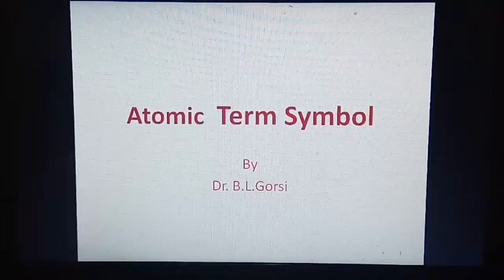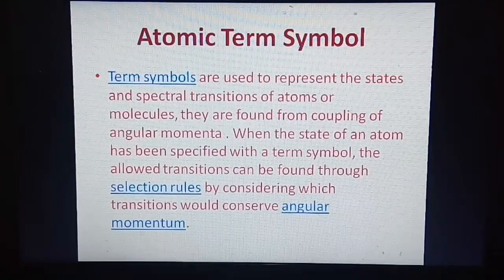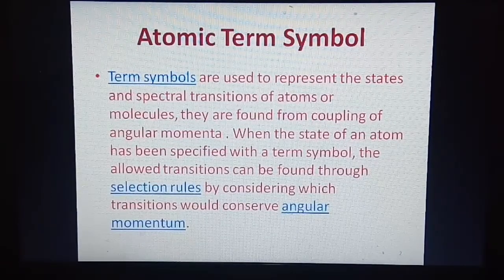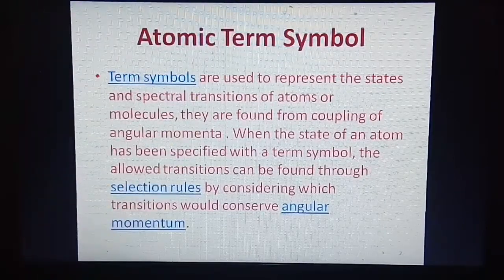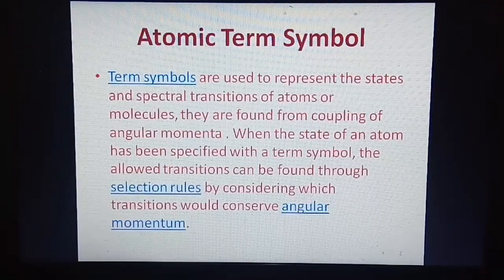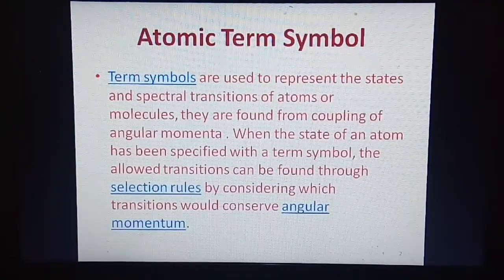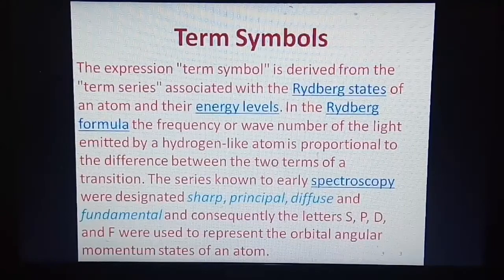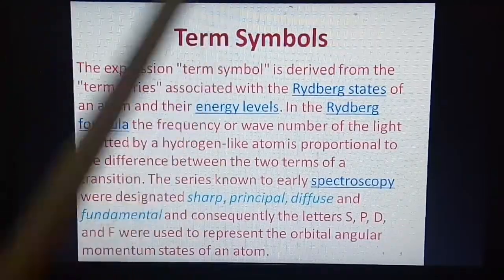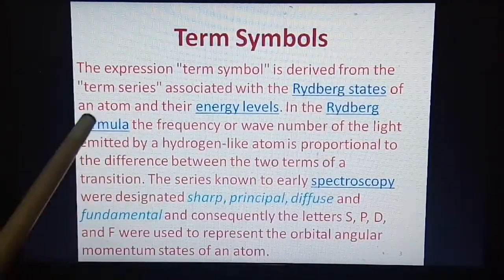Atomic term symbol. Term symbols are used to represent the states and spectral transitions of atoms or molecules. They are found from coupling of angular momenta. When the state of an atom has been specified with the term symbol, the allowed transitions can be found through selection rules by considering which transition would conserve angular momentum. The expression term symbol is derived from the term series associated with the Rydberg state of the atom.